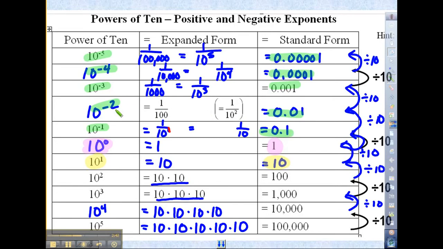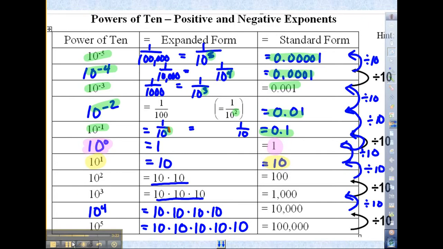Now the other thing I want you to notice is 10 to the -1st power is 1 over 10 to the positive 1st power. 10 to the -2nd power is 1 over 10 to the positive 2nd power. 10 to the -3 power is 1 over 10 to the positive 3 power. 10 to the -4th power is 1 over 10 to the positive 4th power. And 10 to the -5th power is 1 over 10 to the positive 5th power.